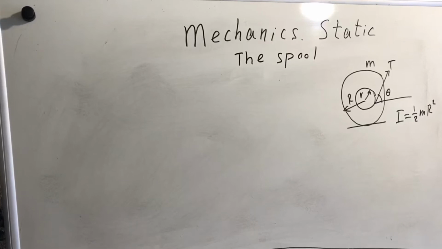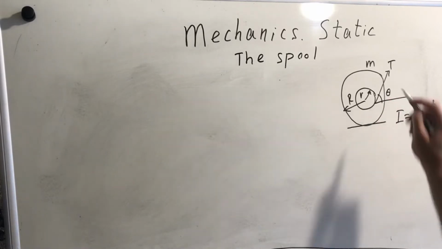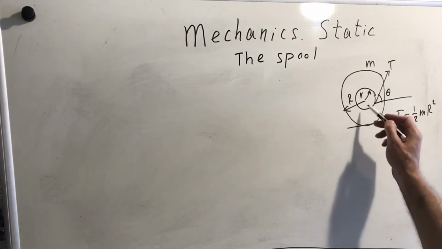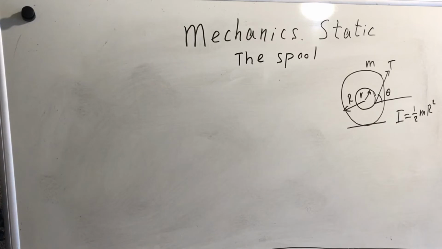Mechanics, static. The spool. A spool consists of an axle of radius small r and an outside circle of radius big R, which rolls on the ground. A thread is wrapped around the axle and is pulled with tension T at angle theta with a horizontal, like in the picture.